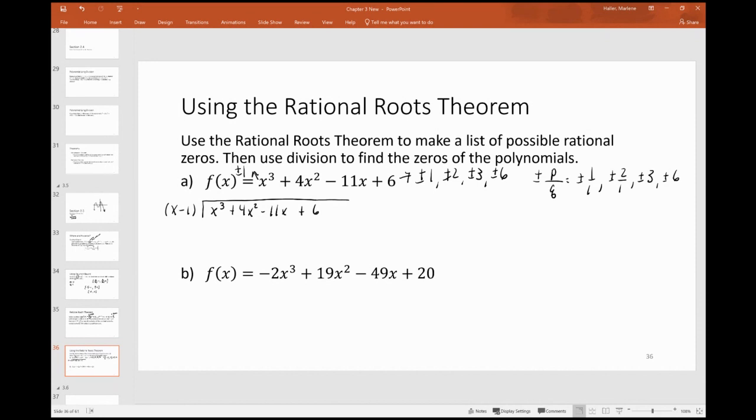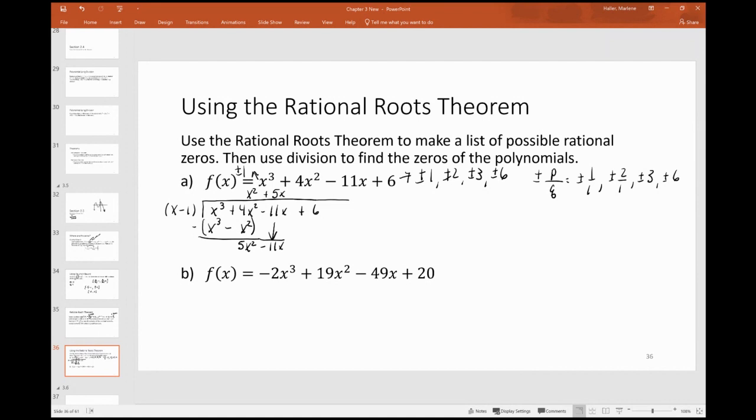All right, x goes into x cubed, x squared times. So x times x squared is x cubed. X squared times negative 1 is minus x squared. Let's subtract that out. Then we have 4x squared plus another x squared, so that'll be 5x squared. Bring down that negative 11x. X goes into 5x squared 5x times.